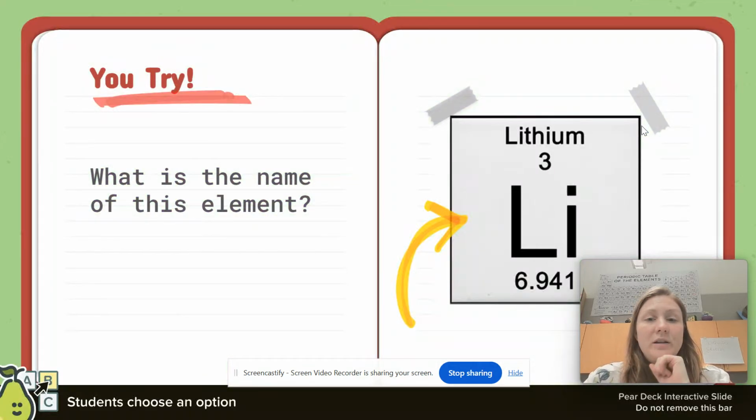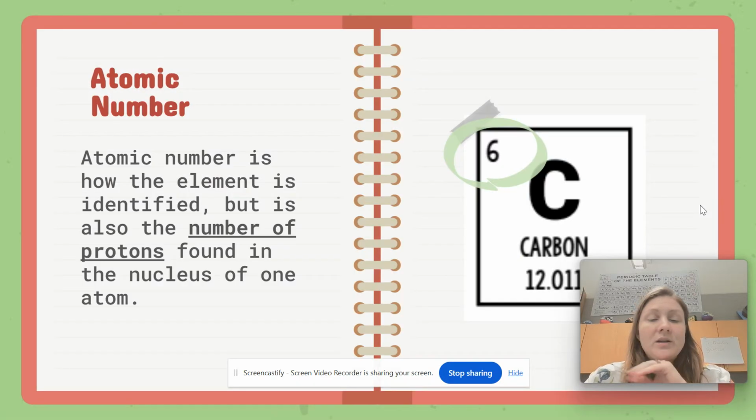So you are trying this one. It says, what is the name of this element? So you have to look. Li stands for lithium.